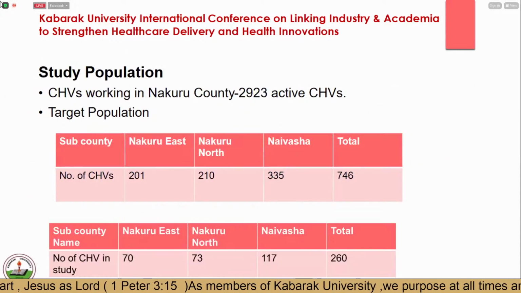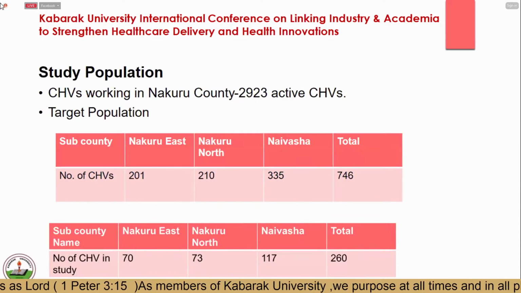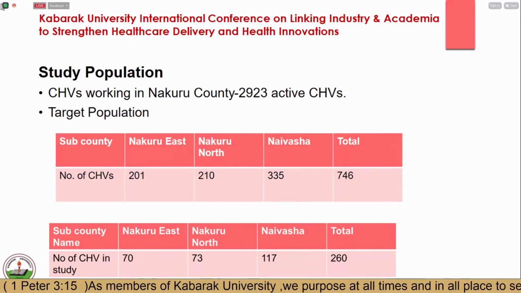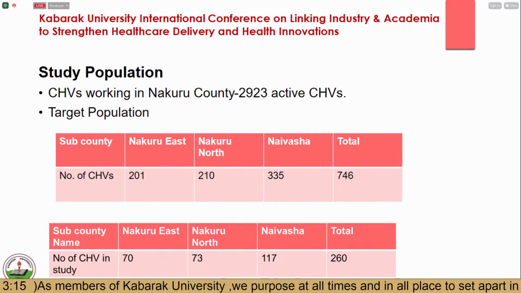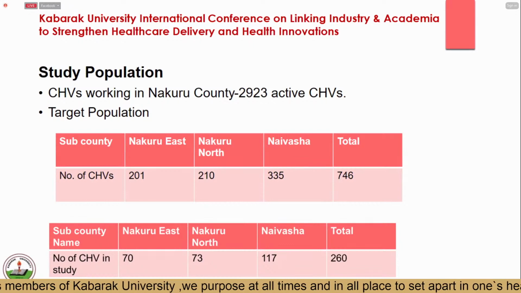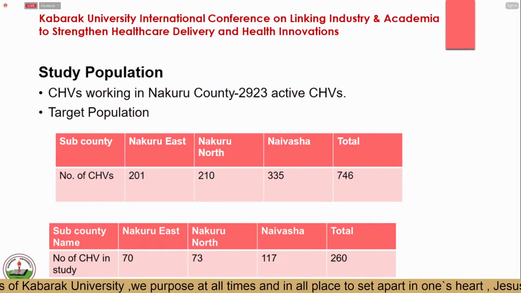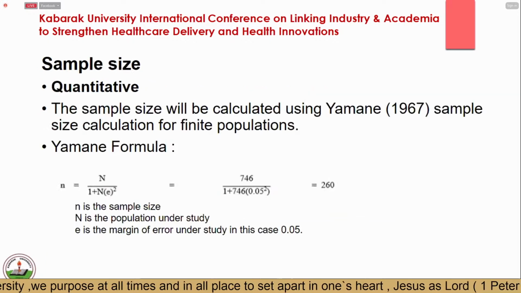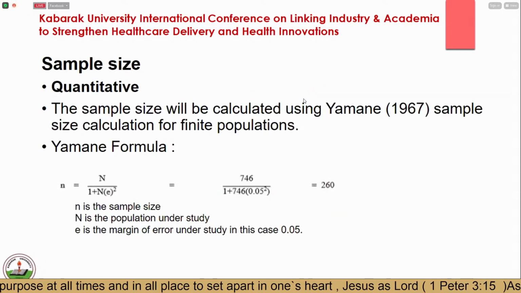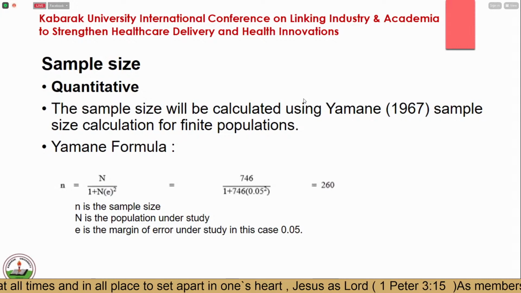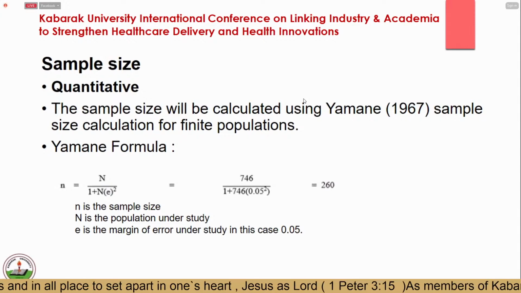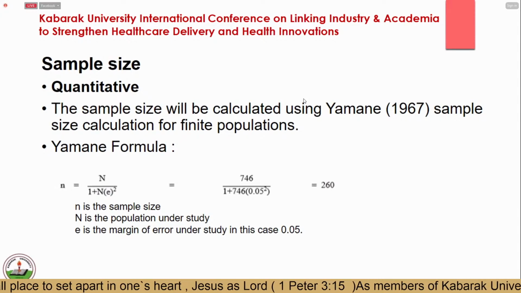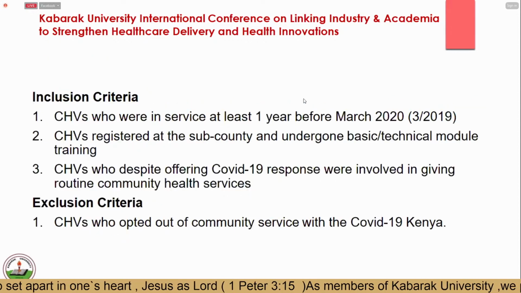The study population, total of CHVs in Nakuru County were 2,923. The target population of the CHVs in Nakuru East, Nakuru North, and Naivasha, that is 746. Therefore, the sample size was 260, which was using the Yamane 1967 formula for sample size calculation for a finite population.